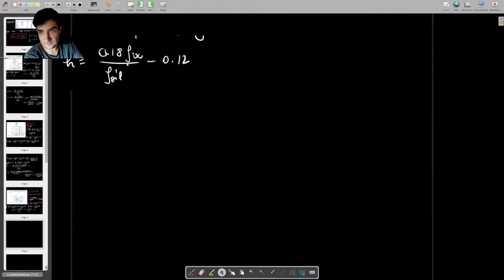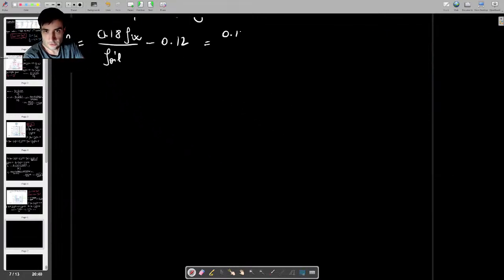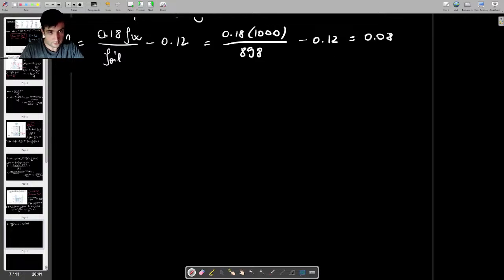And then if we plug the numbers in, this should be 0.18, this is going to be 1000, this is going to be 898, and this is going to be 0.12. And then finally, so 0.18 times 1000, yeah, so this is basically 0.08 meters. Yes, correct. 0.08, or if you want to convert back into centimeters, this is 8 centimeters. Yeah, so that's the end of the question, pretty much. 8 centimeters, not 8 meters. That's a big difference.